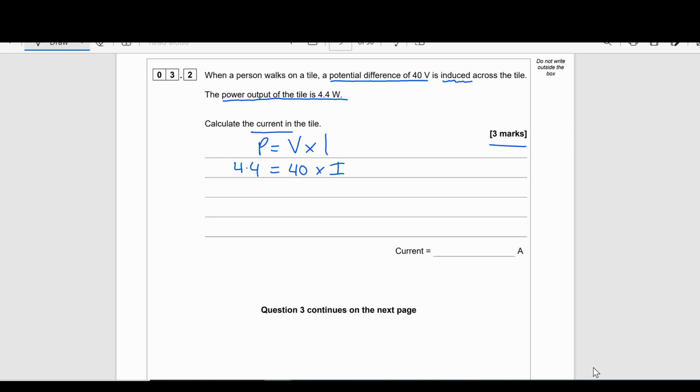So now we need to get our current on its own. So we need to move our 40 volts to the other side where our power is. We need to do the opposite operation to multiplication, which is division. So that means it's going to be 4.4 divided by 40 to find our current. Plugging that into the calculator, that should give us a final value of 0.11 amps. So that should be our answer.